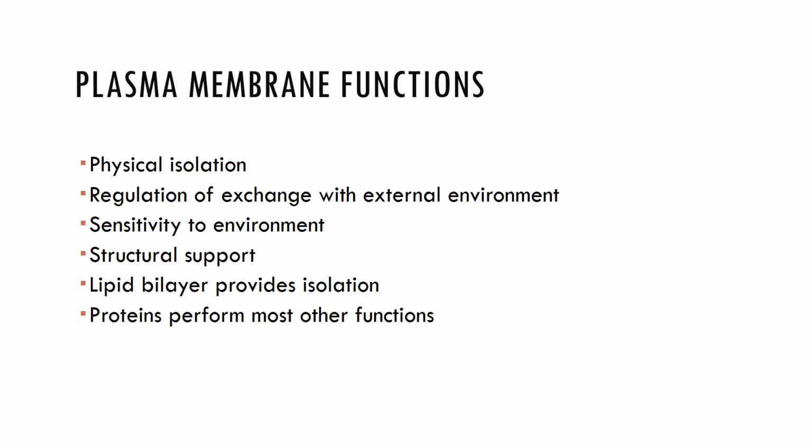So what are the functions of the plasma membrane? The plasma membrane is a physical barrier that separates the inside of the cell from the surrounding fluids. It is a selectively permeable barrier that controls the entry of ions and nutrients like glucose, the elimination of waste products, and the release of various secretions. It also provides structural support and performs most other functions via proteins that are embedded in the plasma membrane.